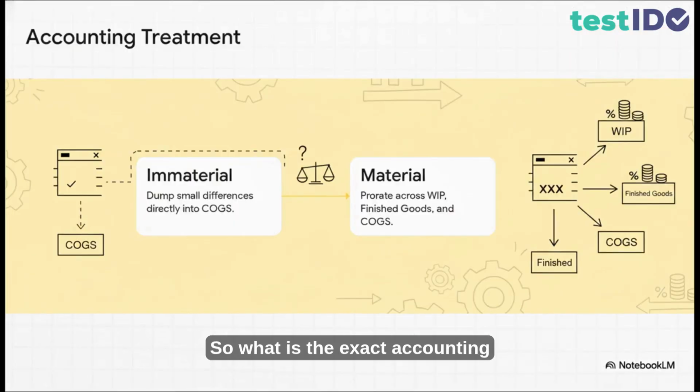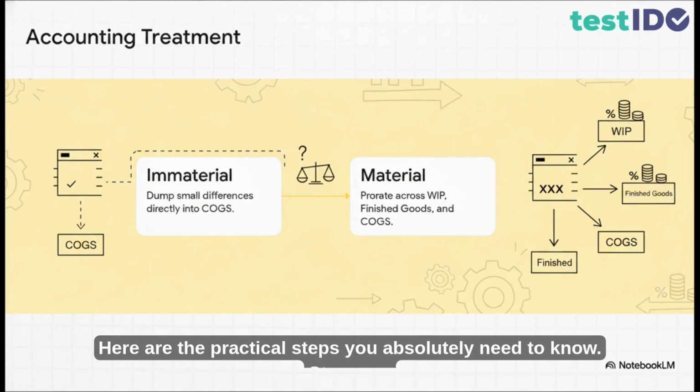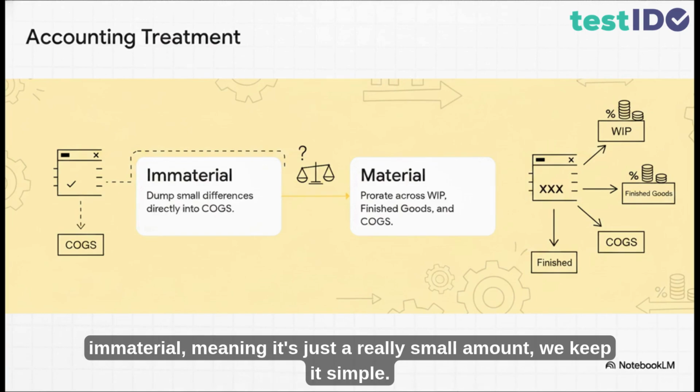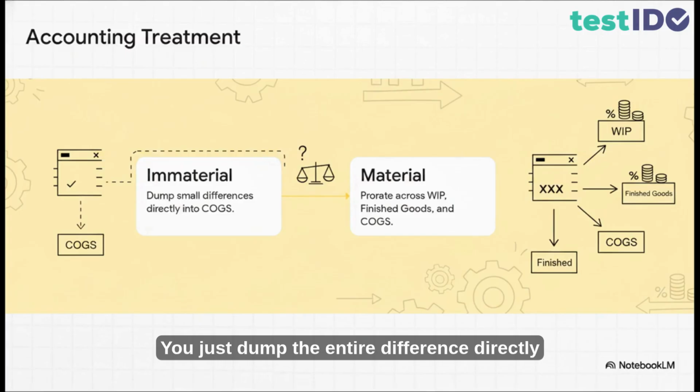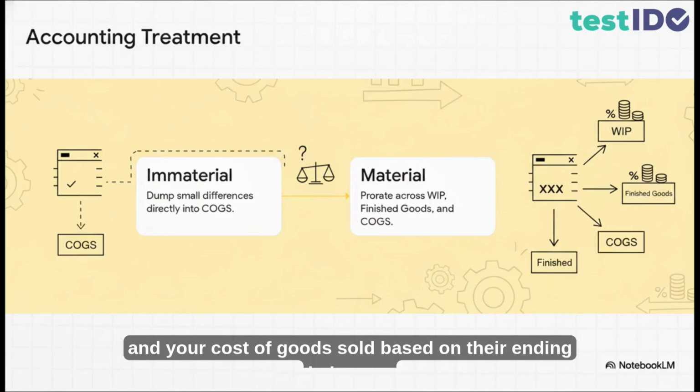So what is the exact accounting treatment when you hit year end and those T accounts don't perfectly balance? Here are the practical steps you absolutely need to know. Step 1. If the difference between your applied overhead and your actual overhead is immaterial, meaning it's just a really small amount, we keep it simple. You just dump the entire difference directly into cost of goods sold to clear it out. Step 2. If the difference is large or material, you can't just hide it in one account. You must accurately prorate that difference across your work-in-process inventory, your finished goods inventory, and your cost of goods sold based on their ending balances.